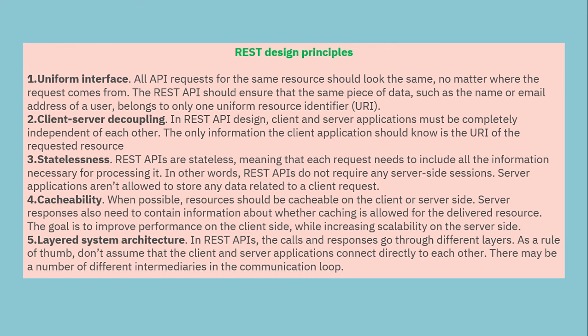And what are the design principles that we follow to write them? So it should be uniform. It should follow the uniform interface. All API requests for the same resource should look the same, no matter where the request comes from. The REST API should ensure that the same piece of data, such as the name or email address of a user, belongs to only one uniform resource identifier.